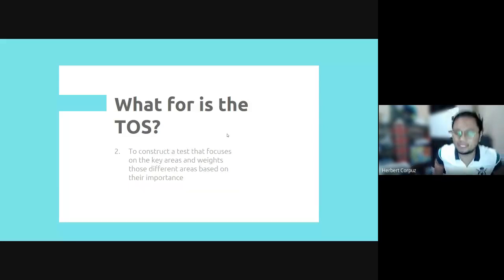Then the second purpose of doing table of specification is to construct a test that focuses on the key areas and weight those different areas based on their importance. So, for example, if the teacher's discussion on a chapter or learning content was long, it is expected that there should be more questions as regards that topic. If the teacher thinks that the concept discussed in that chapter is very important, the importance of the concept should be the basis for how many questions to include about that important concept. That is what we mean by this second and last purpose of doing table of specification.